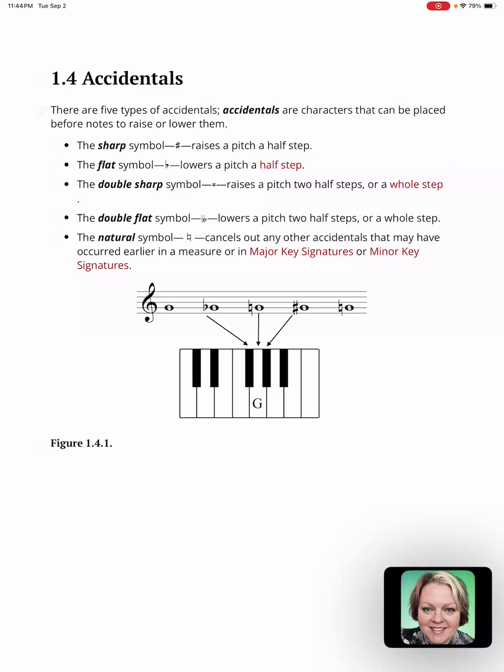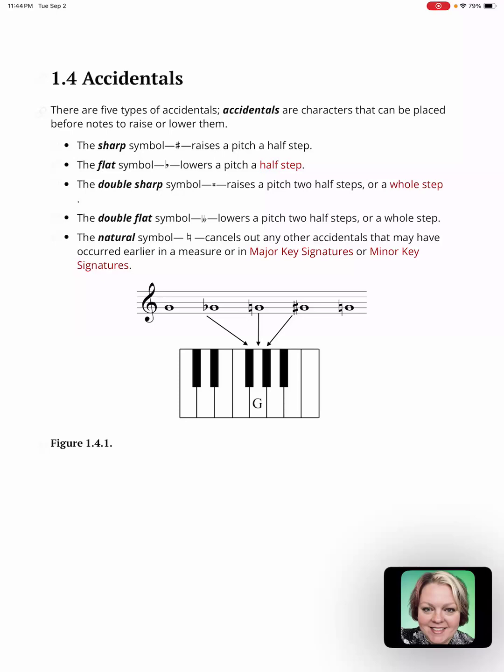I have no idea who came up with the term accidentals. It's kind of unfortunate. It sounds like maybe there was a car crash or something like that. It has nothing to do with that. It's just the term that's used for these various types of symbols that sometimes accompany the notes that we see either on a treble clef staff or a bass clef staff. You can see here there are 5 listed in the bullet points: sharp, flat, double sharp, double flat, and the natural symbol.